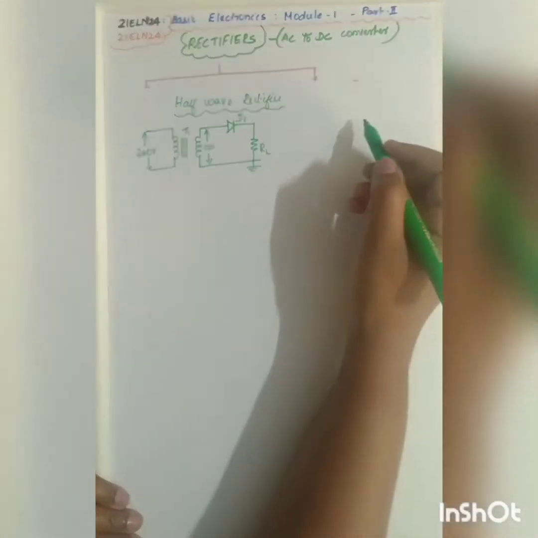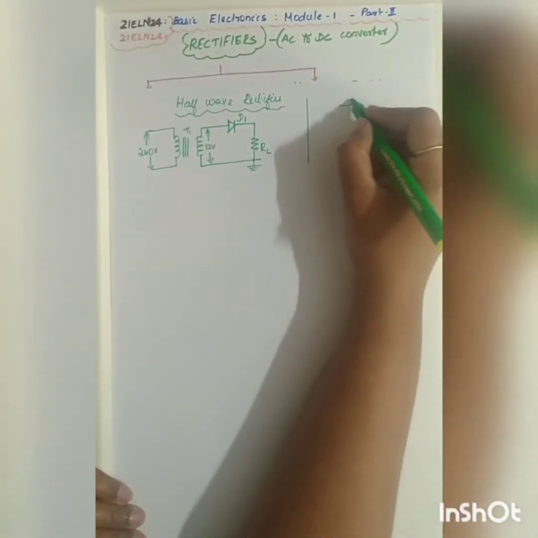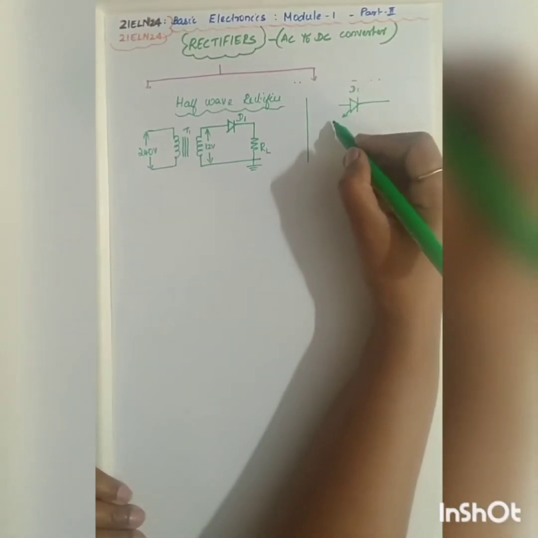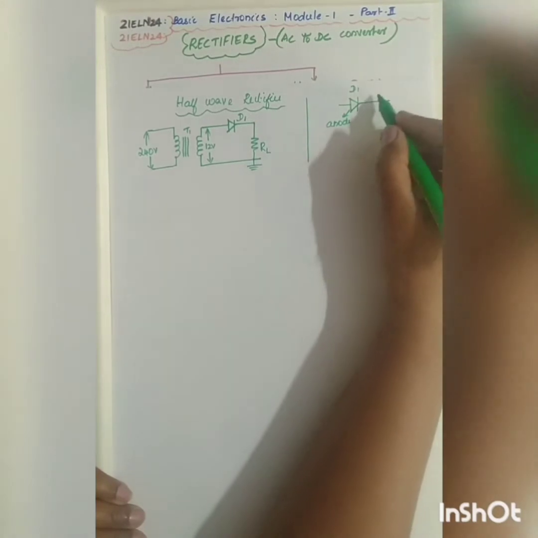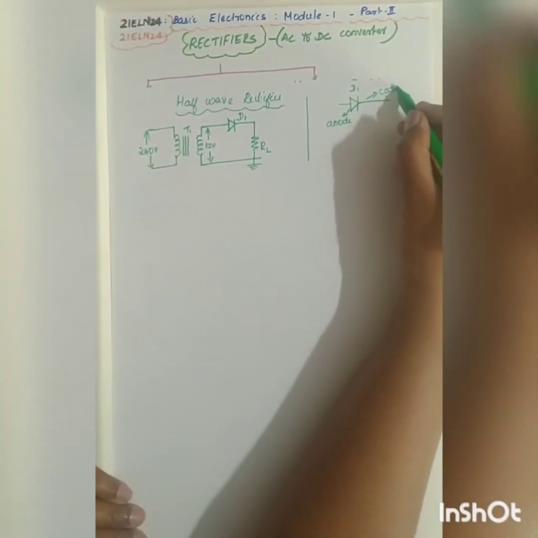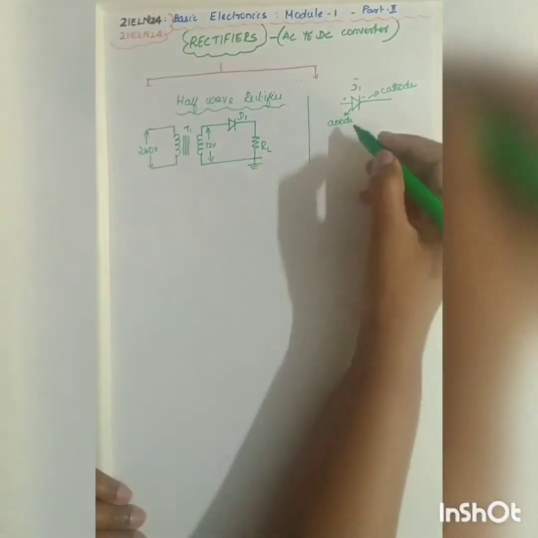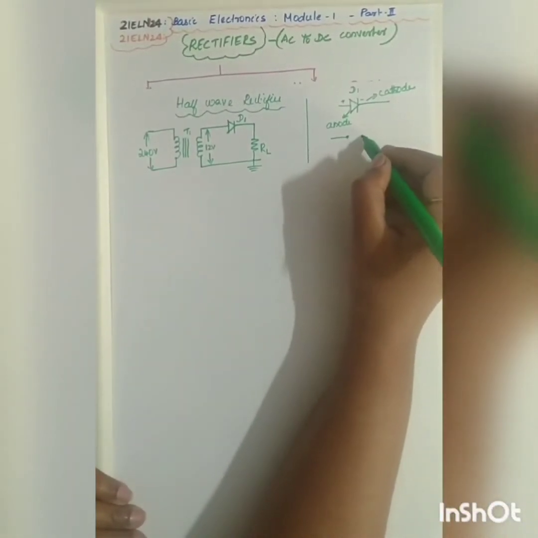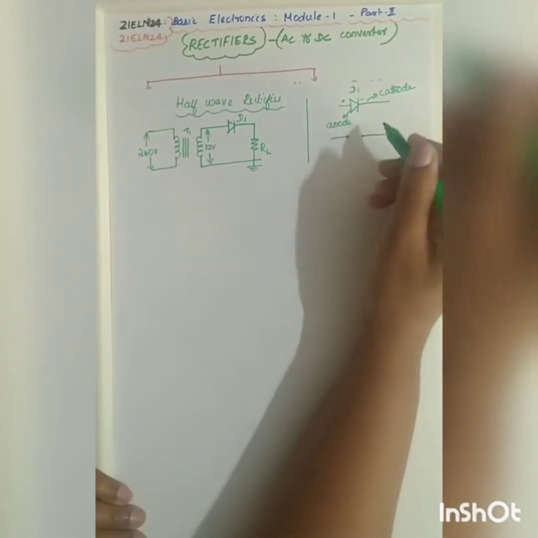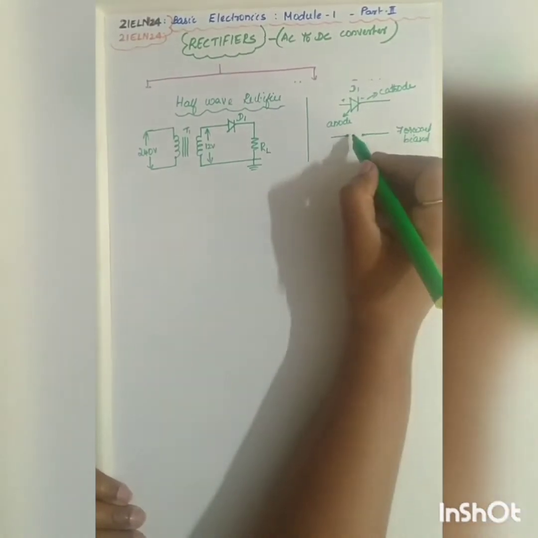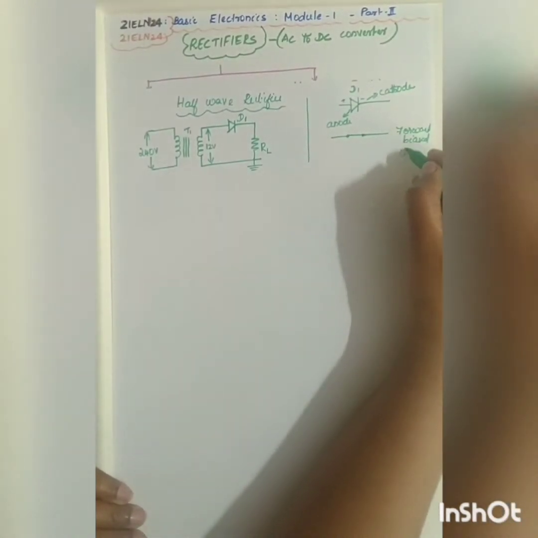So what is the use of this diode? You know that a diode has two terminals. One is your anode and the other one will be your cathode, right? Anode is positive and cathode is negative. So the diode will be acting as a switch, okay? During the forward bias condition, it will act as a closed switch.